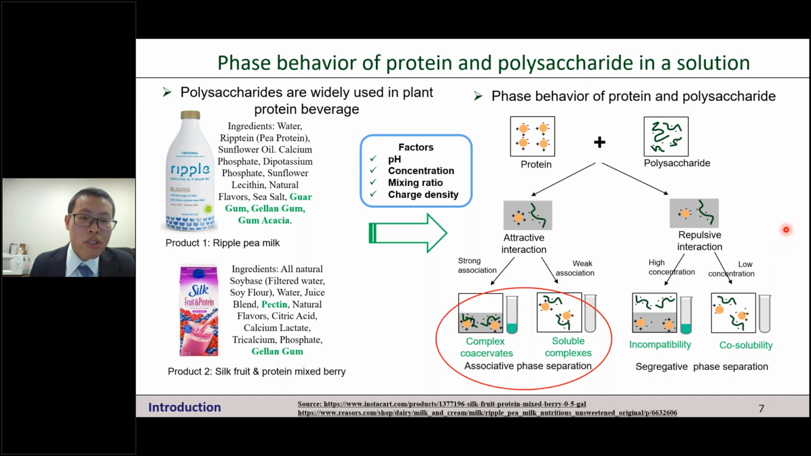Repulsive electrostatic interaction occurs when both biopolymers in a solution carry charges with the same sign, leading to phase behaviors of one-phase co-solubility at low biopolymer concentration or two-phase incompatibility at high biopolymer concentrations. In contrast, attractive electrostatic interaction takes place when oppositely charged biopolymers mix in a solution. This interaction could be weak or strong, leading to the formation of one-phase soluble complexes or two-phase complex coacervates. These two complexes are the major interests of my study.